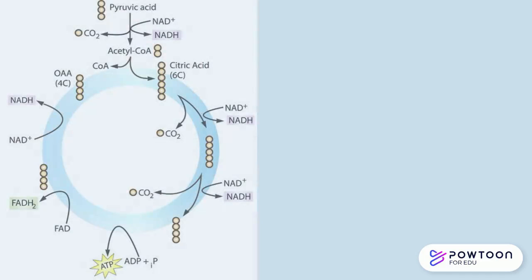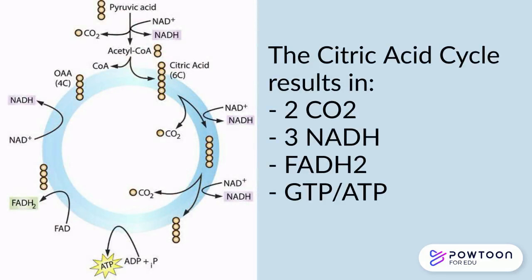A single turn of the citric acid cycle results in 2 CO2, 3 NADH, FADH2, and 1 molecule of GTP or ATP.